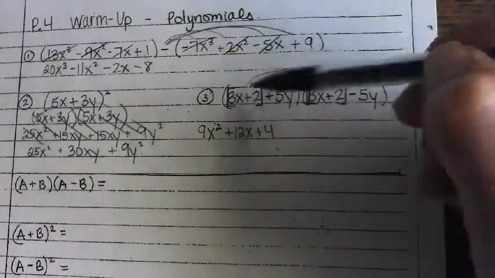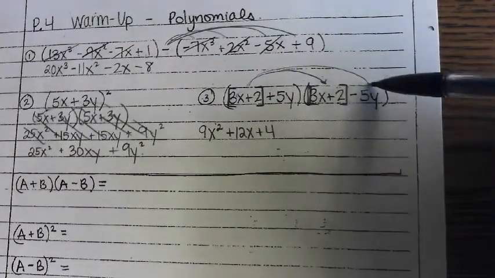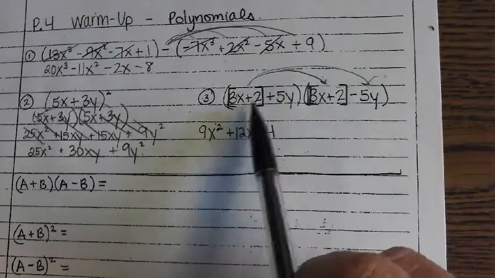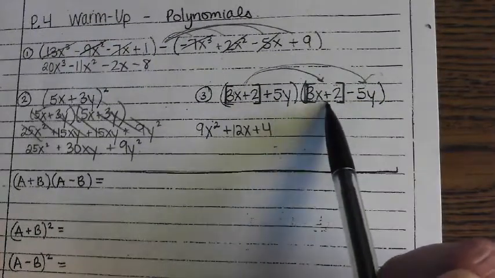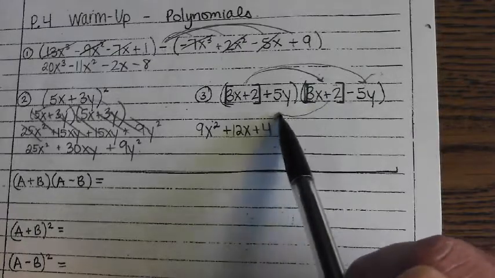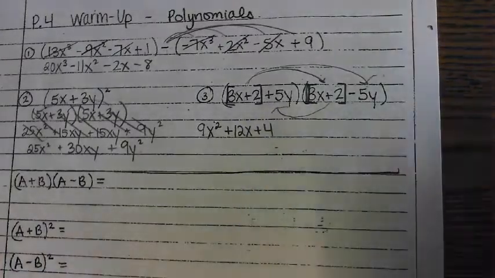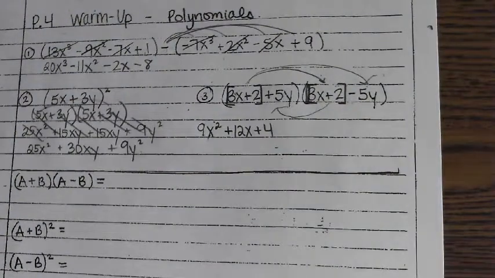Then when you go to your outer, 3x plus 2 times negative 5y, you don't even have to do it. Because then right after, 3x plus 2 times positive 5y, that's the beauty of conjugates. One will be positive on your outer, one will be negative on your inner, or vice versa. Regardless, with one being positive and negative, they're always going to cancel when you're dealing with conjugates.